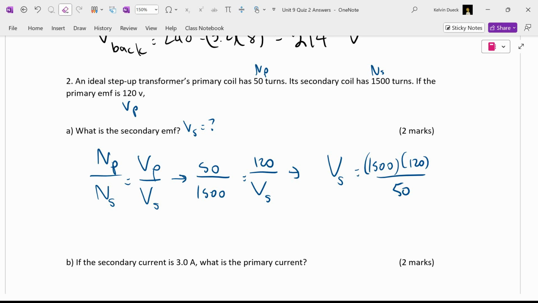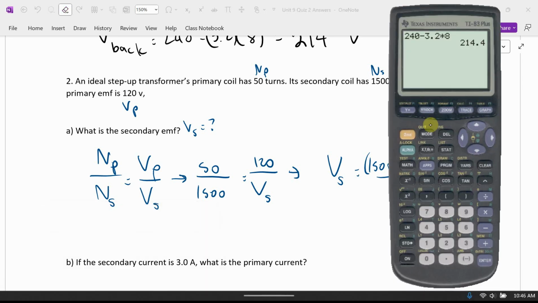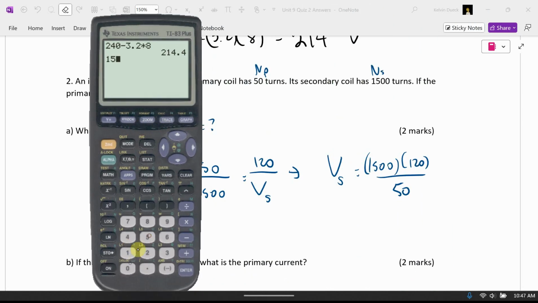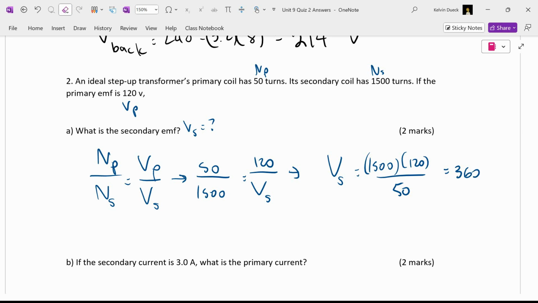Or you could have done it algebraically first, no matter what. I'm fine with that. We're going to get 1500 times 120 divided by 50, 3,600 volts. Is that correct? If you got that, 2 out of 2. Otherwise, I would give you a half mark for that, a half mark for that, a half mark for the numbers, or if you rewrote it algebraically, and a half mark for the answers.